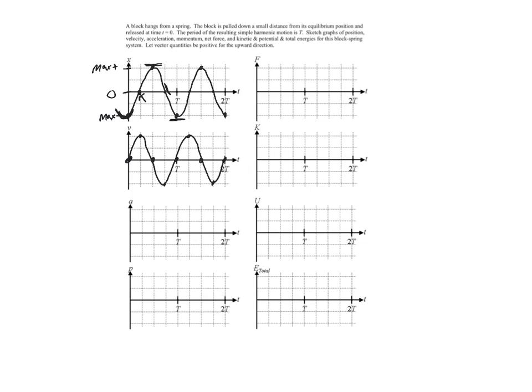Now, an acceleration graph is the slope of the velocity graph. Right here is our maximum slope. Slope is 0, maximum negative slope. Slope is 0, maximum positive slope. So I'm going to graph that. My maximum positive acceleration is going to occur at 0. At the 1/4 point, I'm at an acceleration of 0, and then maximum negative acceleration, then 0, and then back to the top at the period. And then that's just going to repeat again.